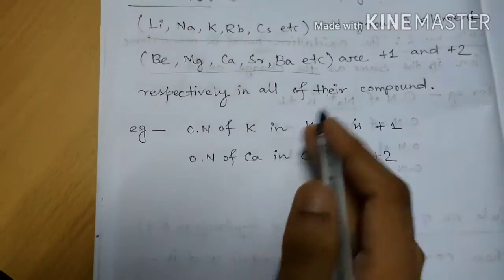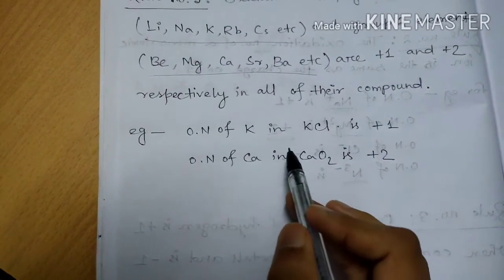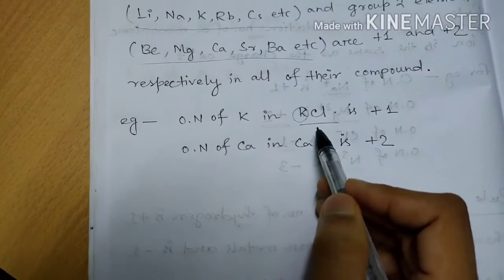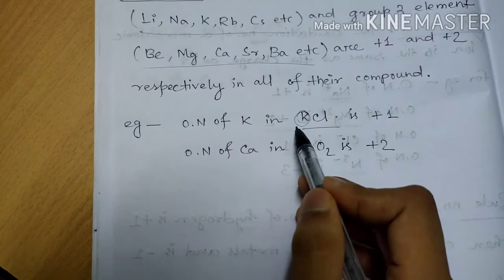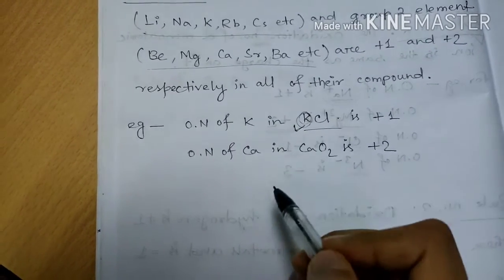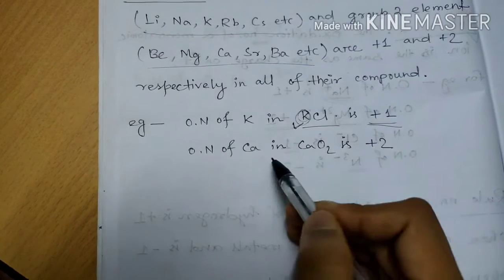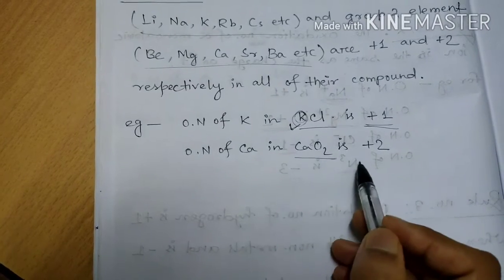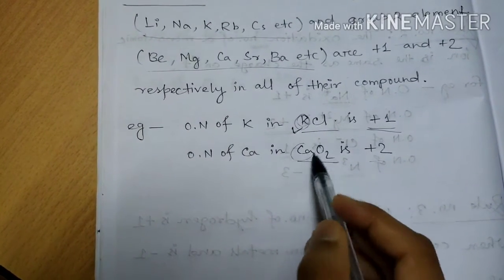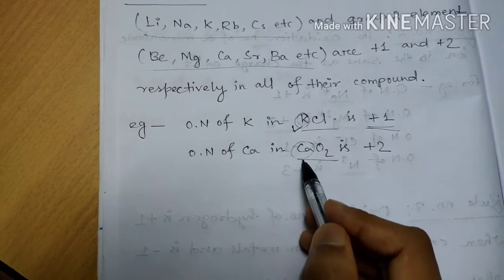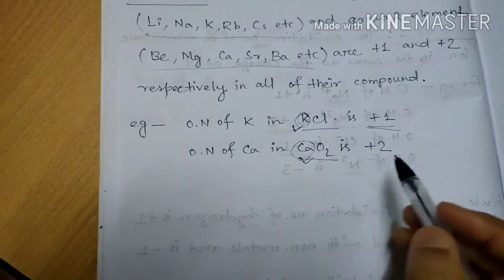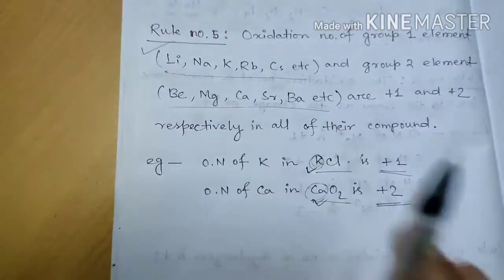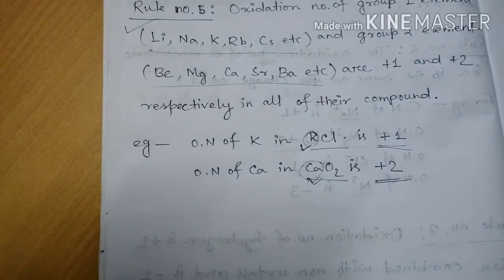Okay, so you see the example, the oxidation number of potassium in KCl. Potassium is a group 1 element, so in this case the oxidation number of potassium will be +1. And you see this example, the oxidation number of calcium in CaO2 is +2. Here calcium is a group 2 element, so the oxidation number of calcium will be +2. So this is rule number 5. Now come to rule number 6.